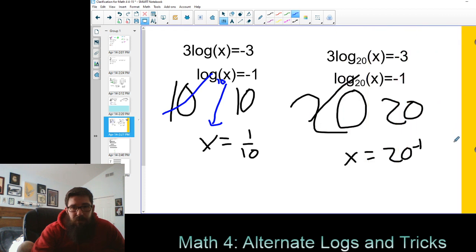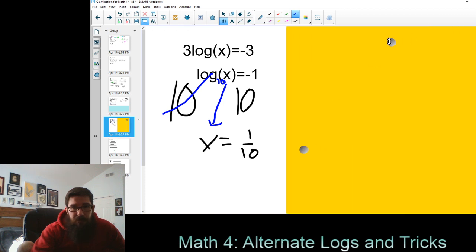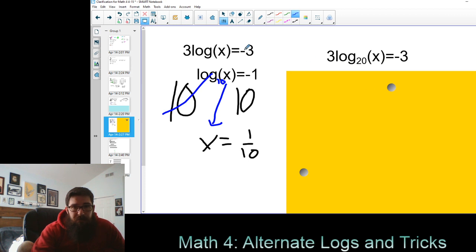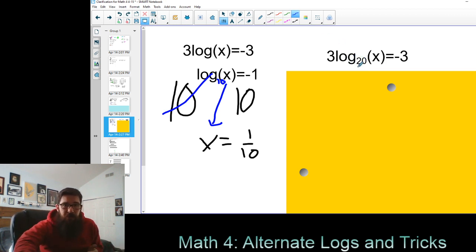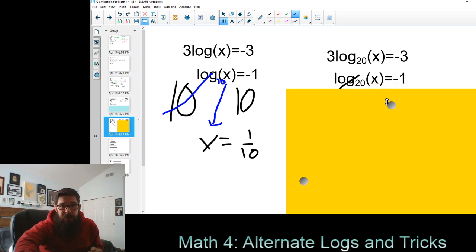So I changed this problem for this person who was asking some questions to show, I should do it slightly differently. It's the same problem, except now I intentionally wrote in a base 20 to showcase this idea. If I have log base 20, again, I still divided both sides by a 3. You don't have to. I'll come back to how else you could do this.